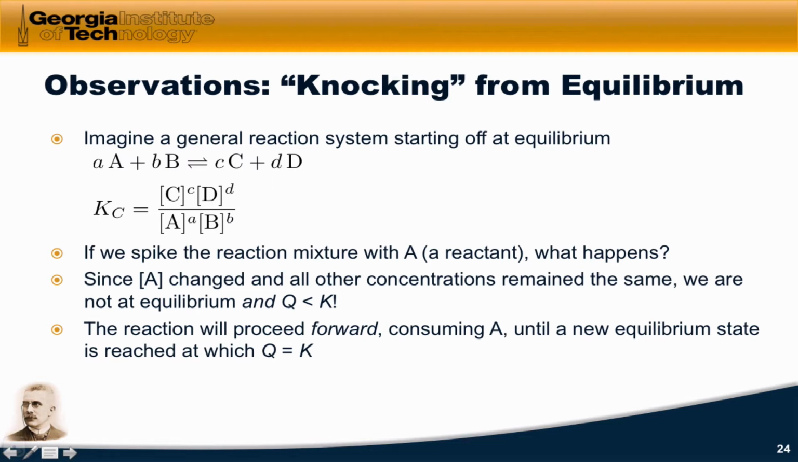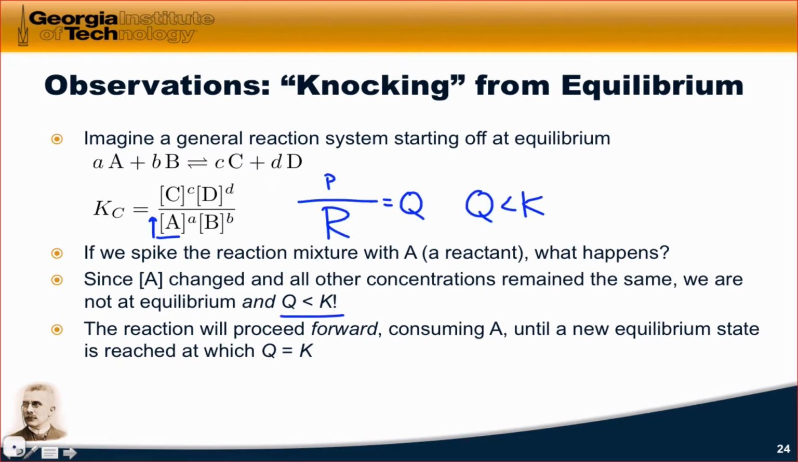Under these circumstances, the reaction will proceed forward, consuming A and reestablishing Q equal to K. So as A and B get consumed, eventually we will reach a state where we're back in a balanced situation and Q is then equal to K. To get from the state right after the spiking back to equilibrium, the rate of the forward reaction must be faster than the rate of the reverse reaction.